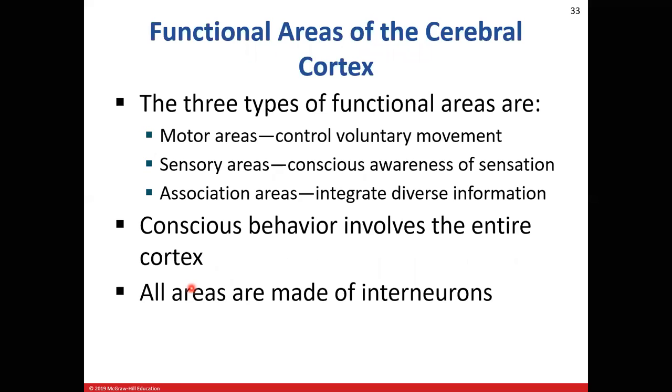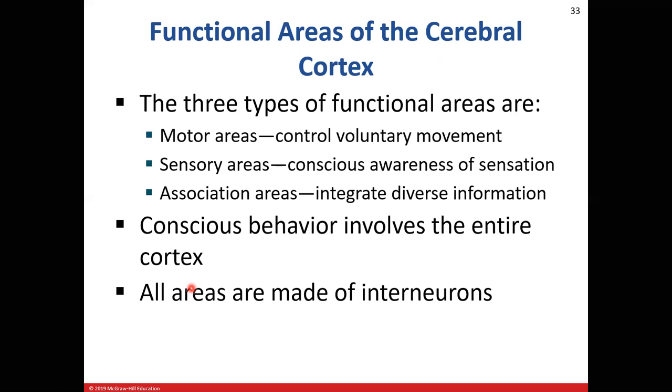So when we look at the functional areas of the cerebral cortex, there are 3 types of functional areas. We have motor areas, sensory areas, and association areas. Our motor areas are going to control voluntary movement, things that you have control of from a conscious perspective. Sensory areas are the body's conscious awareness of sensation. It means you understand and you can feel what's going on around you.